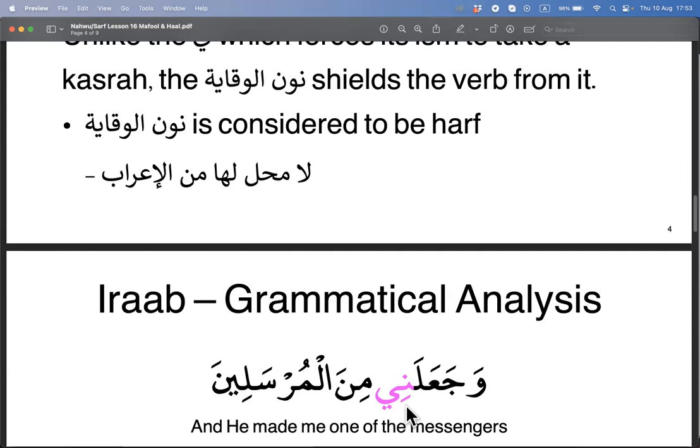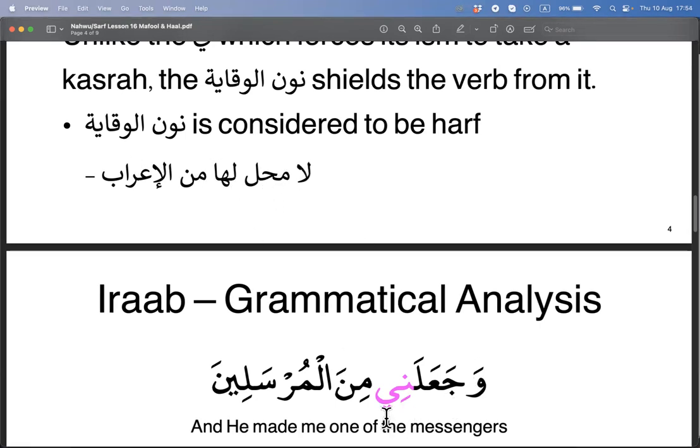And what status? The ya is nasab. So the nun, what do we say? La mahala laha minal i'rab. What does it mean? It doesn't have a place in i'rab. Yes, meaning we don't say it's fi mahali nasab maf'ul, we don't say it's fi mahali rafa' fa'il, we don't say it's fi mahali jar mudhaf ilaihi or anything like that. So no place in i'rab. Understand what it means now?